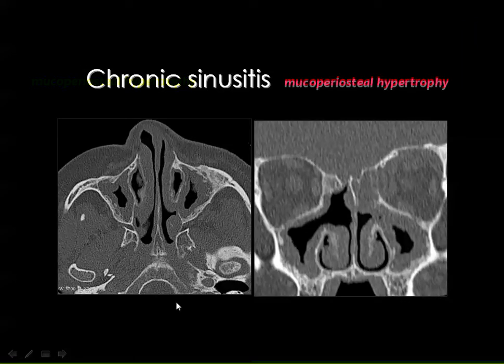And this is a case of chronic sinusitis diagnosed by concentric mucosal thickening of both maxillary antra and extensive mucosal thickening in the ethmoids. And you may see also that there is some bony sclerosis of the antral walls.